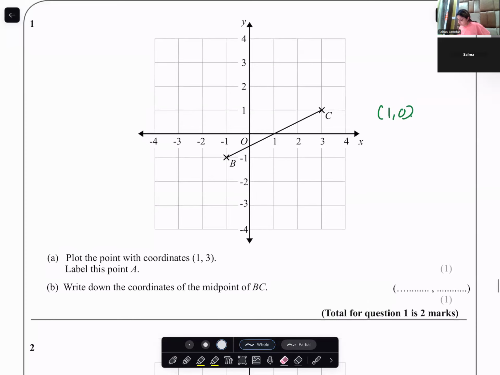Plot the point with coordinates 1, 3. x coordinate 1, y coordinate 3. So if I have to plot the point, it will be over here. Label the point as A, x coordinate 1, y coordinate 3. A, 1, 3.